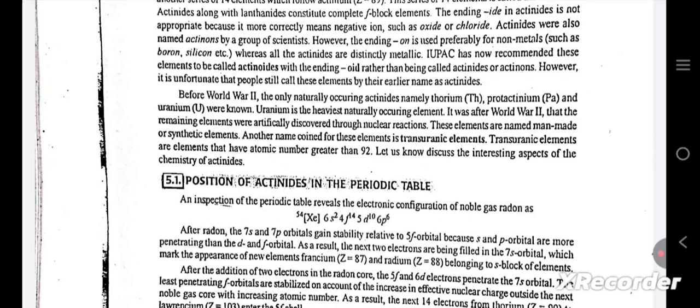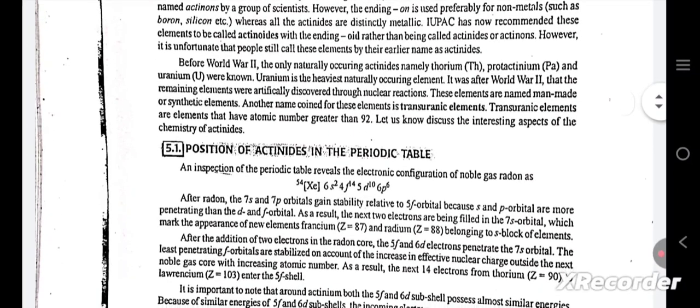The ending "ide" in actinides is not appropriate because it more correctly means negative ions such as oxide or chloride. Actinides were also named actinones by a group of scientists. However, the ending "one" is used preferably for non-metals such as boron, silicon, etc. Whereas all the actinides are distinctly metallic, IUPAC has now recommended these elements to be called actinoids, with the ending "oid", rather than being called actinides or actinones.